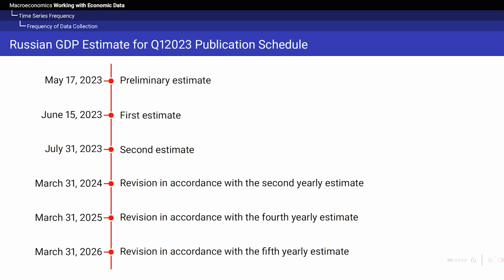moment. In contrast, quarterly GDP statistics appears much faster. Take the first quarter of 2023 as an example. According to this timeline, it takes Rosstat only 1.5 months to calculate an initial estimate of GDP for that quarter. As additional statistical data arrives, this estimate is gradually revised. Usually, it is the second estimate that is accurate enough for further analysis.